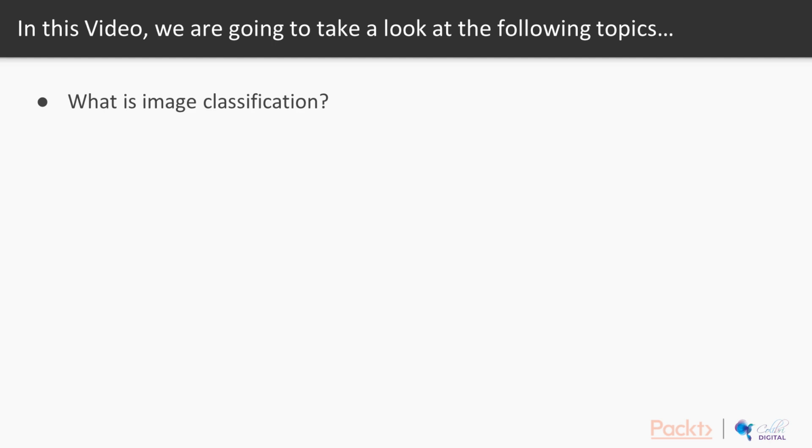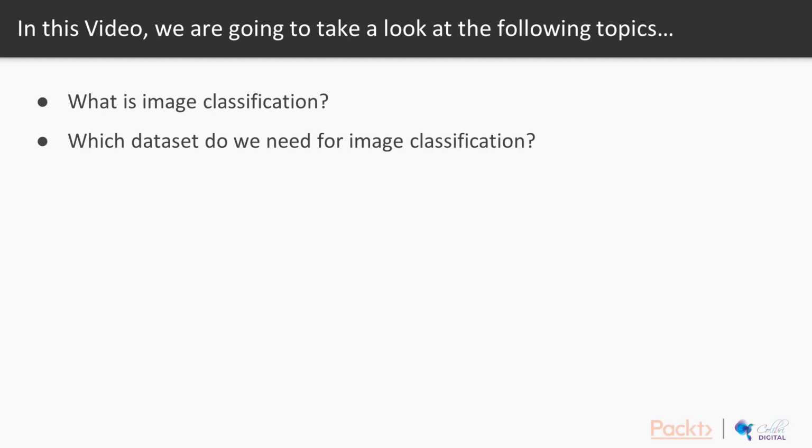In this video, we're going to take a look at number one, what is image classification? Number two, what dataset do we need for image classification? And number three, what is a CNN architecture that we can use to classify images?